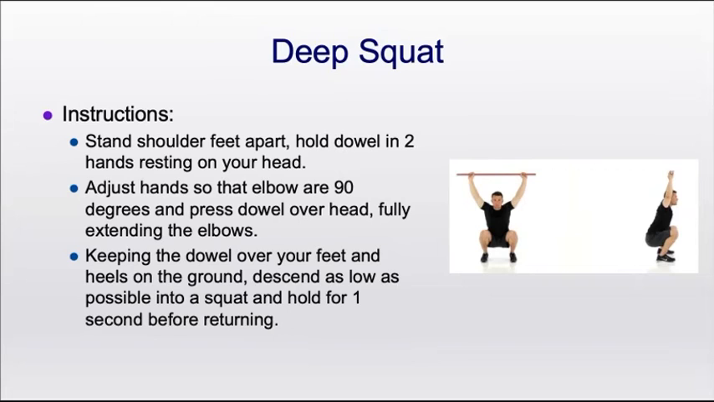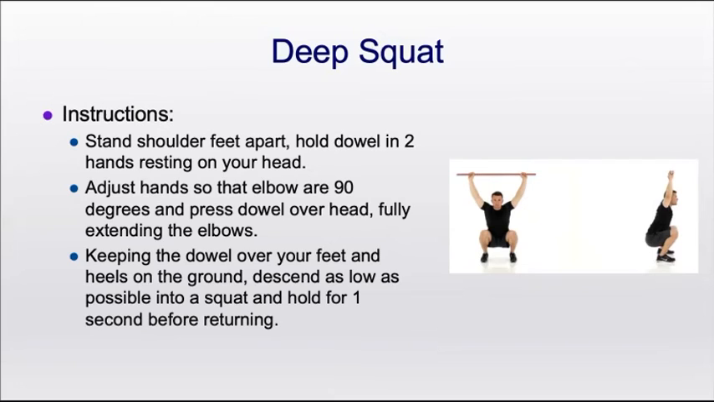So the instructions that you give to an individual is they'll stand with their feet shoulder width apart. They'll hold the dowel in two hands and rest it on the top of their head. Okay. They'll adjust the hands so that their elbows are at 90 degrees, and then press the dowel directly overhead, extending the elbows maximum.